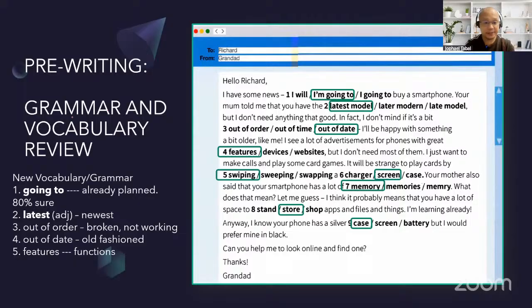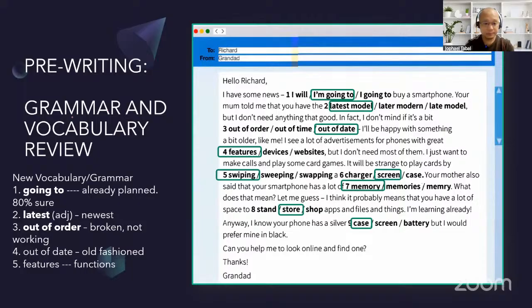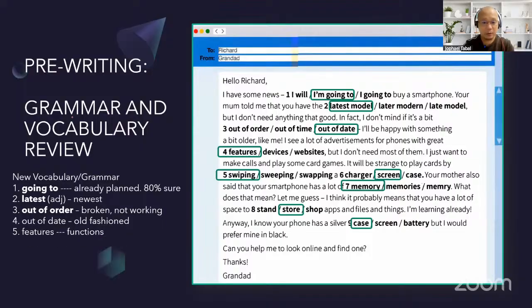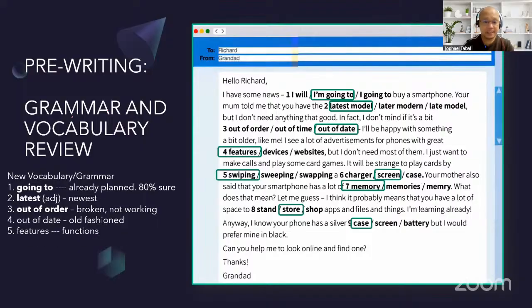Okay, so we have it: out of order means broken. So for example, you'd say that our fan is out of order. It means our fan is broken. Okay, so out of order.